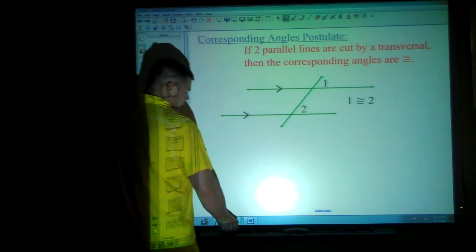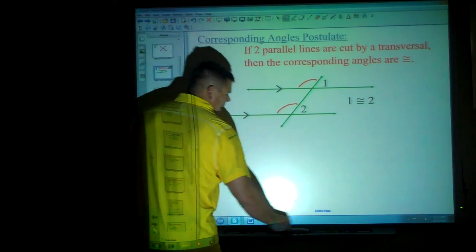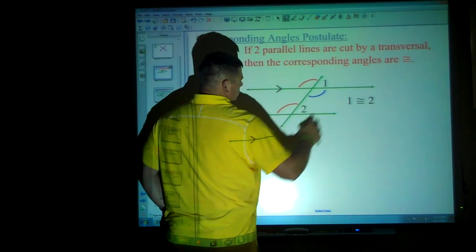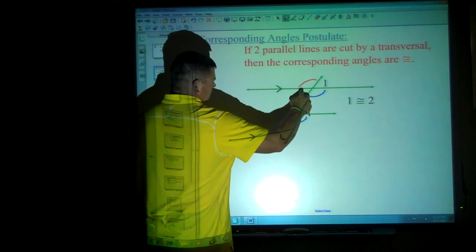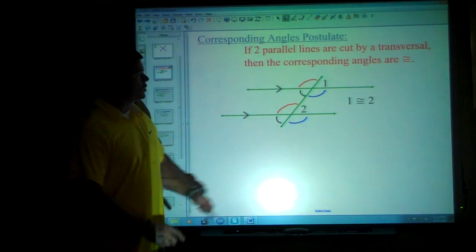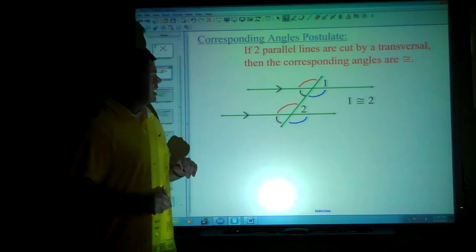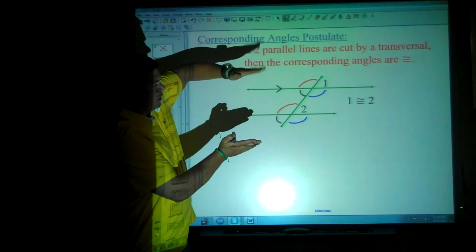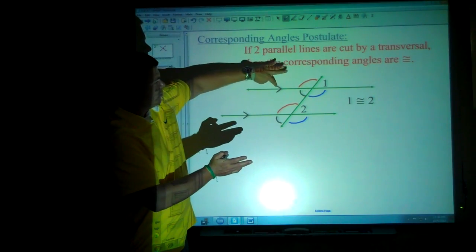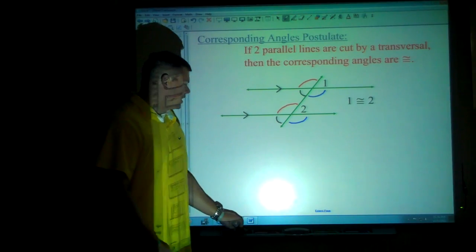If I were to label more, I would say this angle is exactly the same as that angle, and this angle is exactly the same as that angle, and this angle is the same as that angle. Alright? So 1 is the same as 2, blue matches up with blue, they are congruent, they'll be exactly the same. If one of these lines that's being cut is no longer parallel, it just moves a little bit, these wouldn't be parallel, and it would change those angle measurements, and they would no longer be the same.